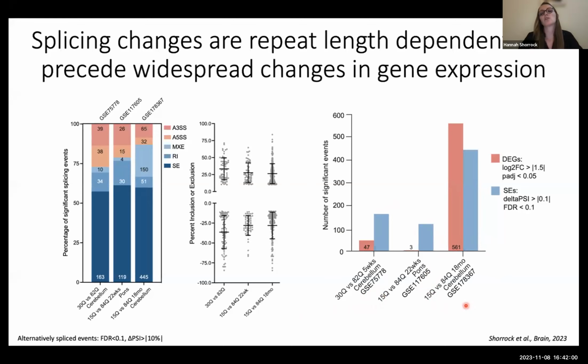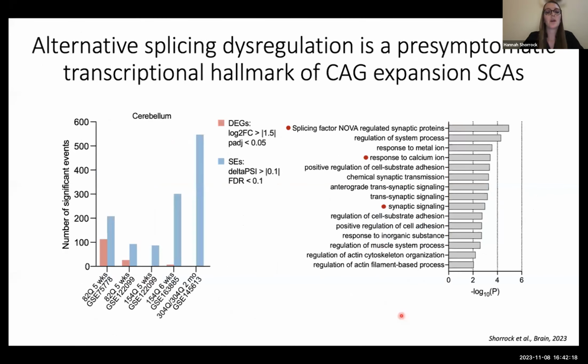And so we were particularly interested to understand if skipped exon events perhaps preceded changes in differential gene expression, and if what we saw with these SCA1 and SCA3 data sets was something that was consistent across the pre-symptomatic data sets in this study. What we found was that across the board, in these pre-symptomatic data sets, we did see more skipped exon events being dysregulated than differentially expressed genes.